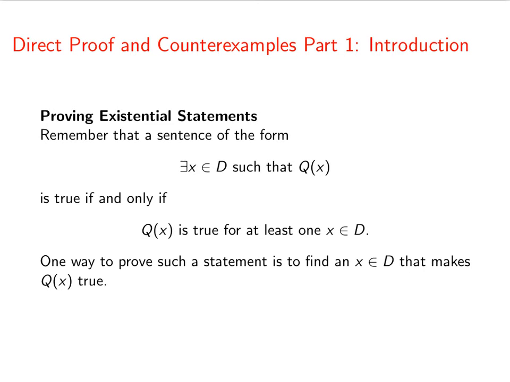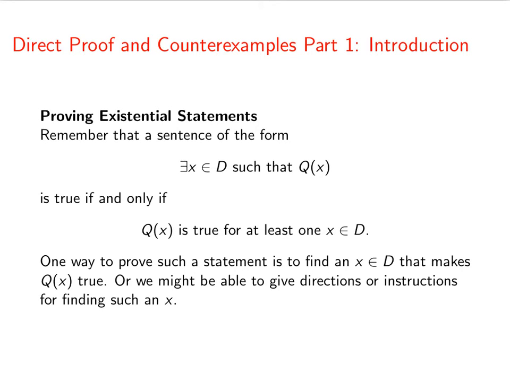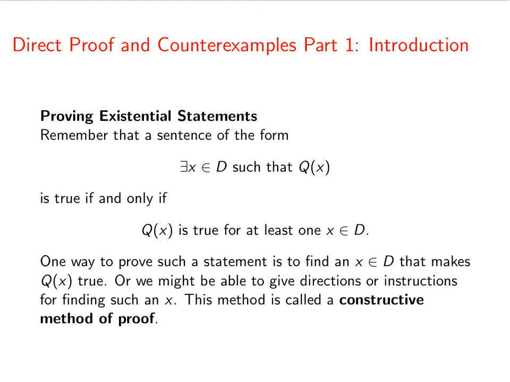So one way to prove such a statement is just to find an x that makes Q of x true. Or we might be able to give directions or instructions for finding such an x. Now, this is called the constructive method of proof.